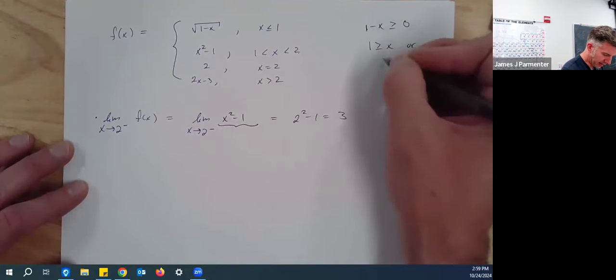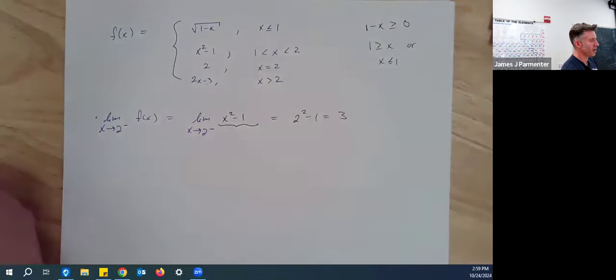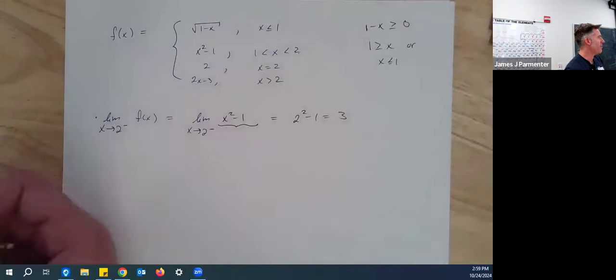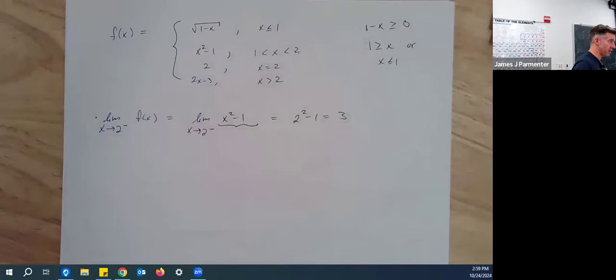Or if you rewrite it, x less than or equal to 1. Oh, perfect. It works out. That's exactly where they've defined it. So that piece is also continuous on its domain. So the sum up so far is that each of these pieces is continuous where they're defined. This function is defined everywhere, right? We're not missing any values.